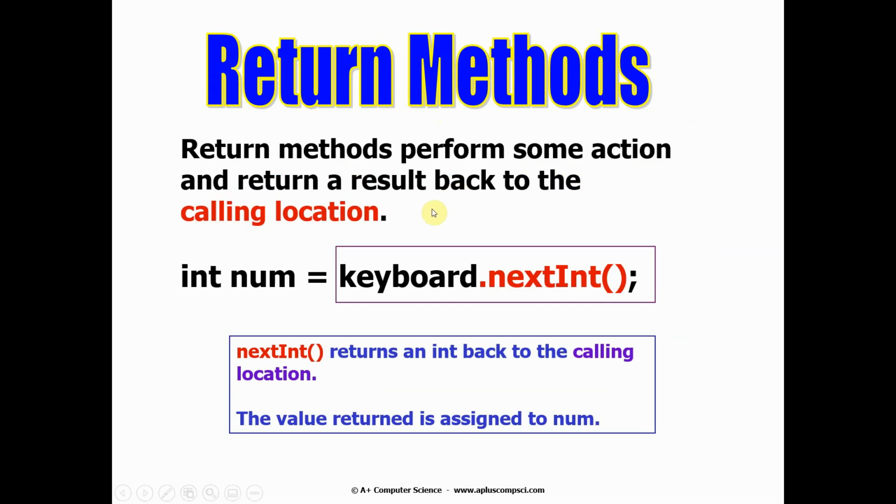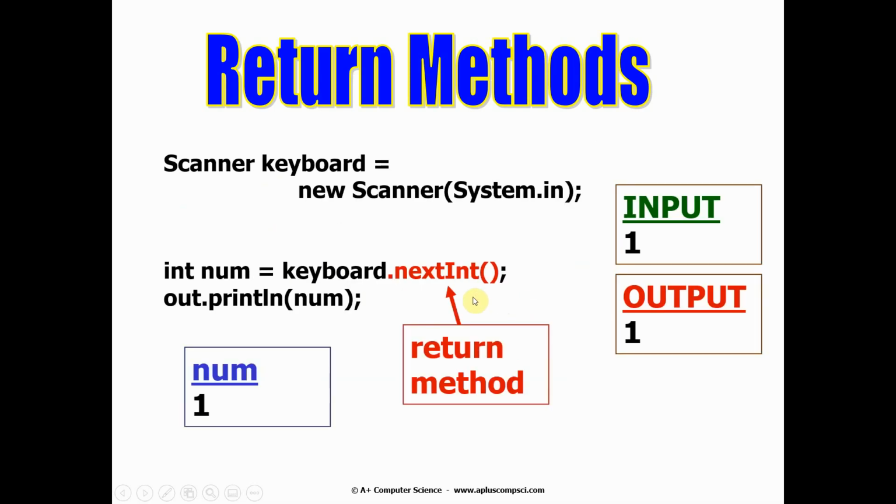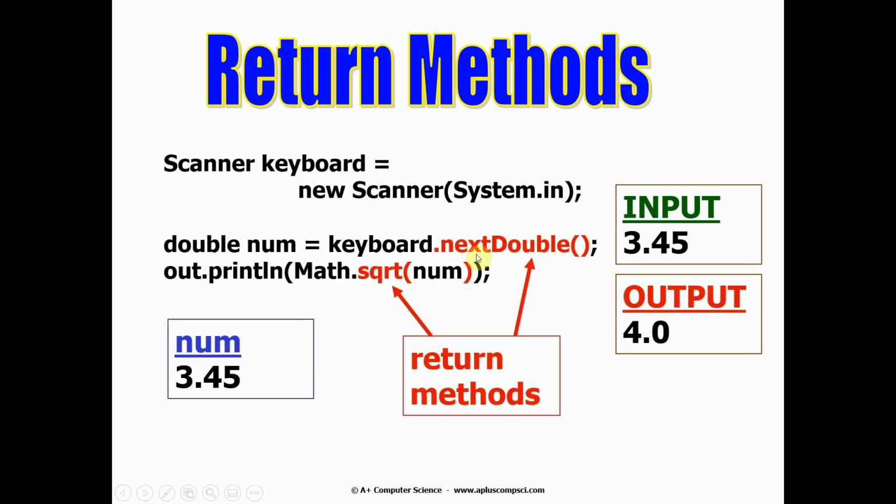And we've been using return methods. The next methods that scanners have produce, like in this case, an int, and then we've been storing the result. And of course, the types need to match. If it's next double, then you store it into a double variable, obviously.